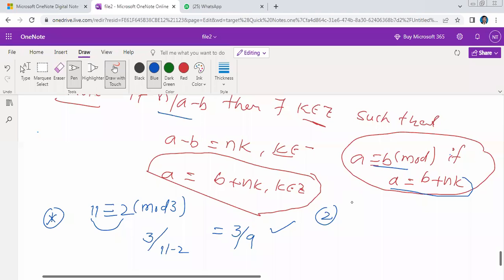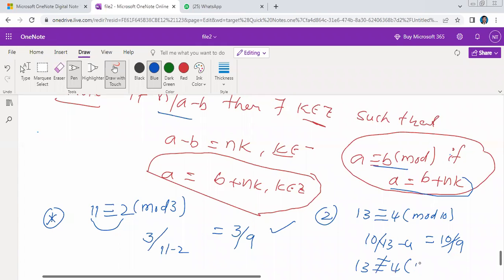Number 2, next question: 13 congruent to 4 modulo 10. 13 congruent to 4 modulo 10 means 10 divides 13 minus 4, that is 10 divides 9. Yes or no? No, sir. Therefore 13 is not congruent to 4 modulo 10. It is not a congruence relation.